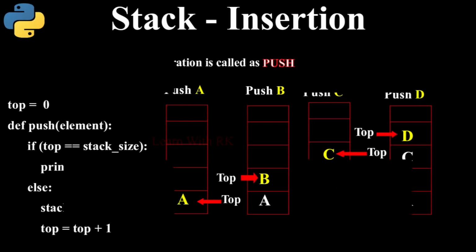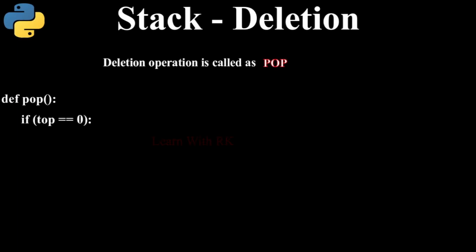Now let's see the deletion operation in stack. In stack, the deletion operation is generally called pop. Let's see the pseudocode of pop operation. First, I'm declaring the function and then I'm comparing the top equal to 0 to make sure that the stack is not empty. If this condition is passed, I'm printing the text stack is empty.